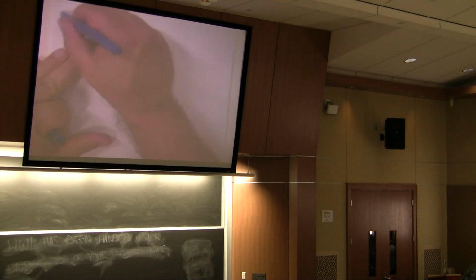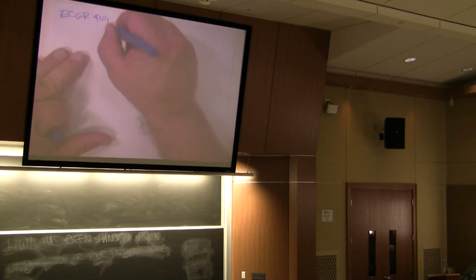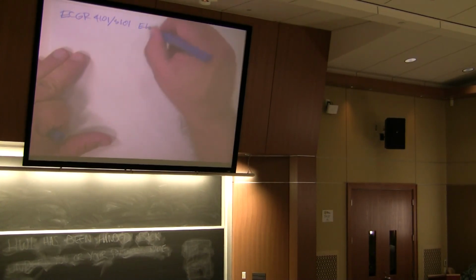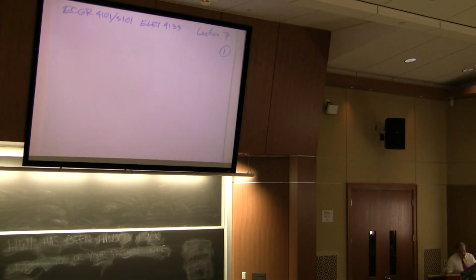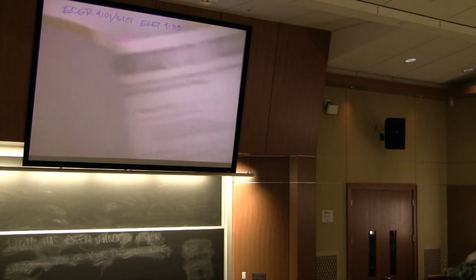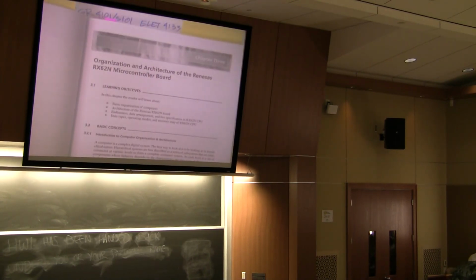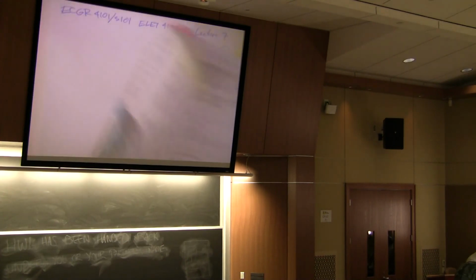We're going to start now with, should be chapter number 3. For those of you who have, here, ECGR 4101, 5101, ELET 4133, lecture 7, page number 1. The discussion for this is microcontrollers in general. Now, this is where some of you will have to go to sleep. Organization of and architecture of the Renesas microcontroller board.